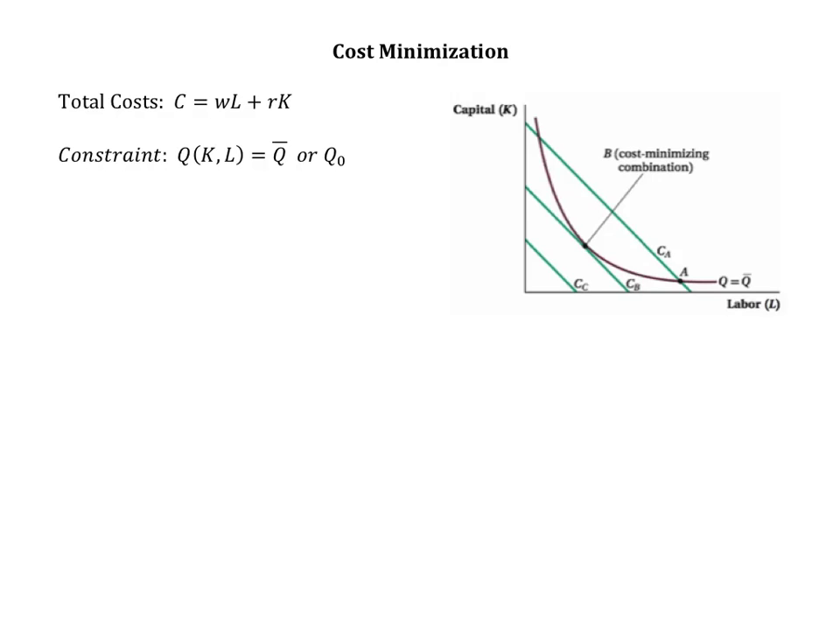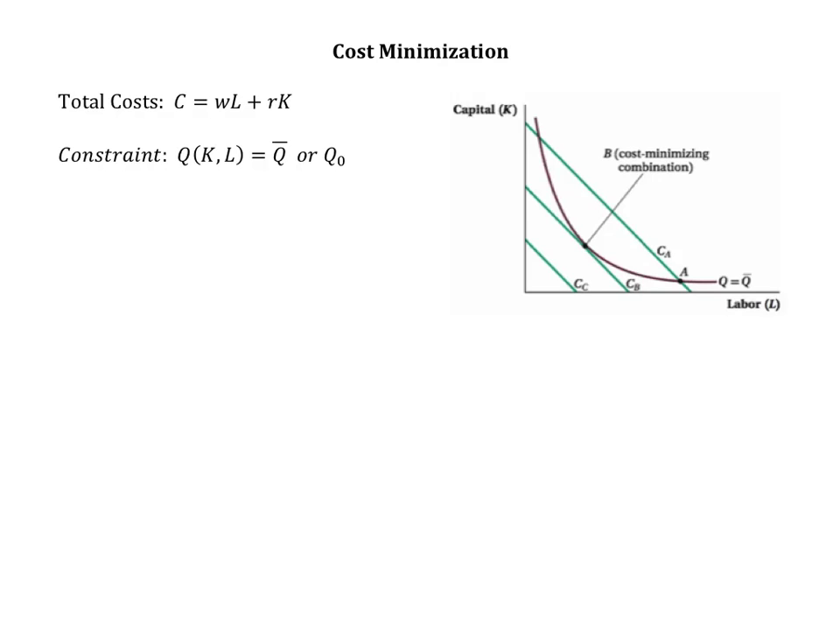Minimizing cost is a matter of finding the lowest isocost line tangent to the isoquant for the desired level of output, here C sub B. The firm's problem in choosing inputs to minimize the cost of achieving a particular level of production is analogous to the consumer's dual problem to utility maximization, that is, minimizing the expenditure necessary to achieve a particular level of utility.